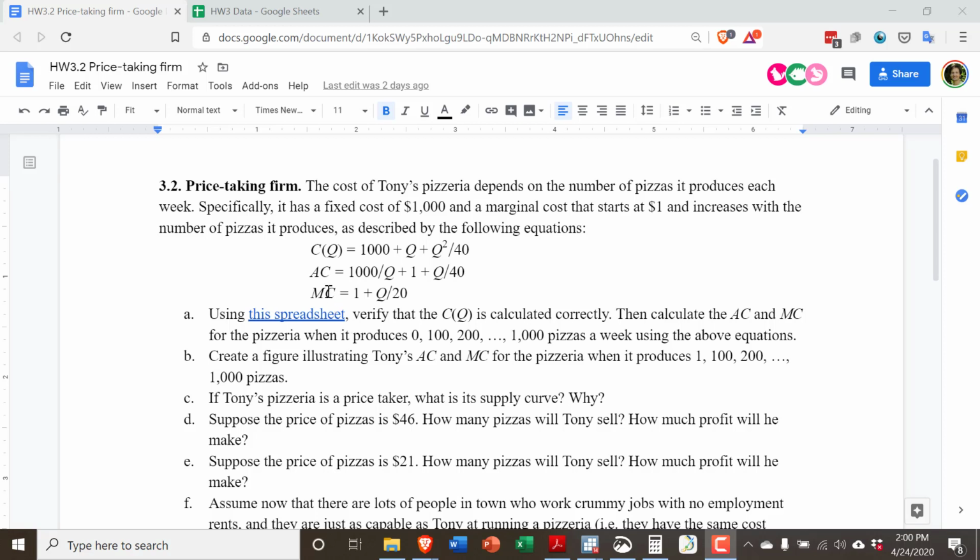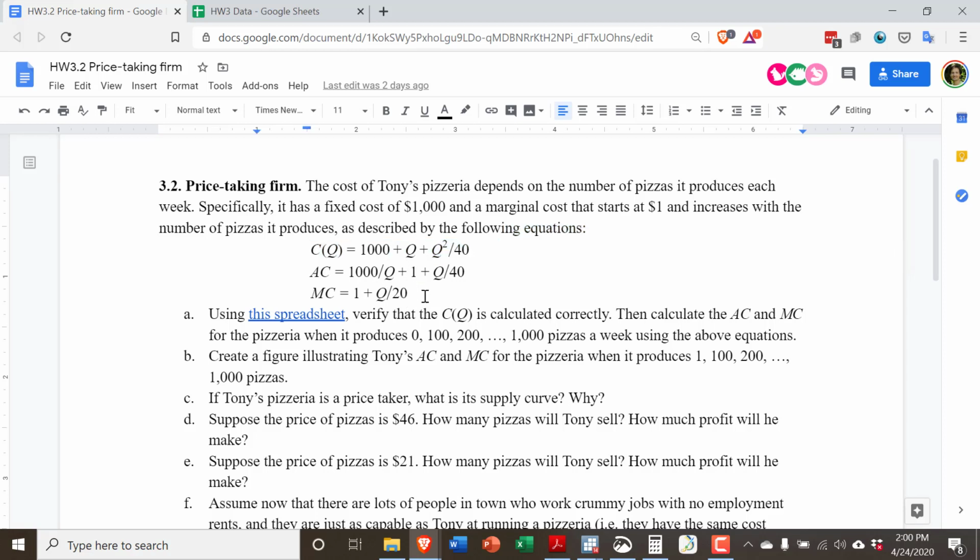And the marginal cost is, of course, the first derivative. You don't need to know that, but if you've studied calculus, it's the first derivative of the cost as well, right? So if you take the first derivative of this equation here, the 1,000 drops out, the Q turns into that 1, Q squared over 40 turns into Q over 20.